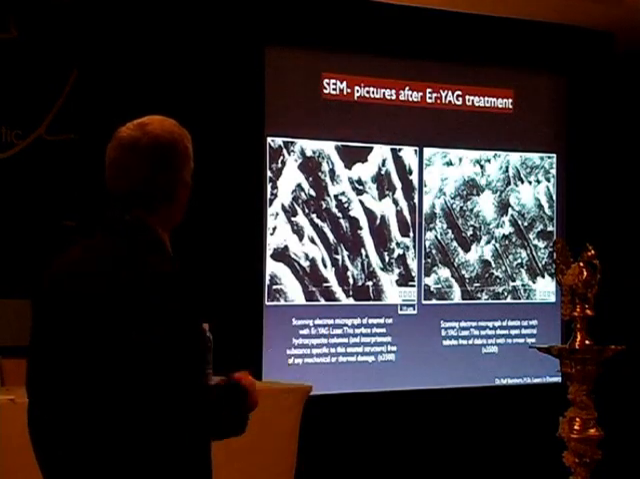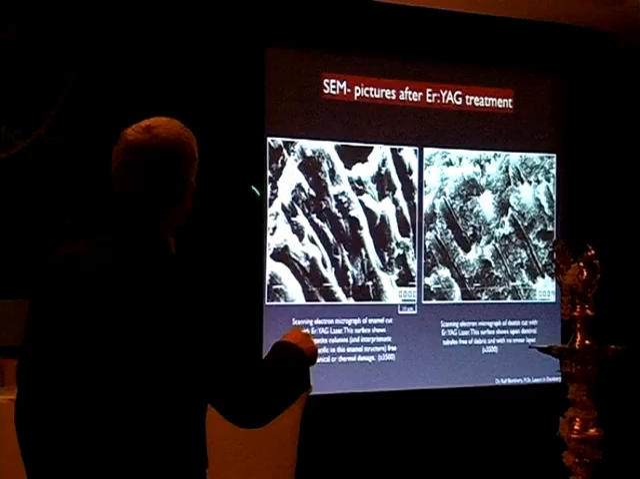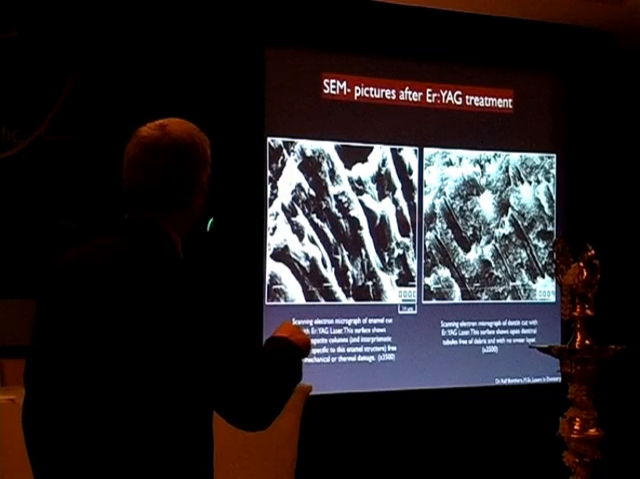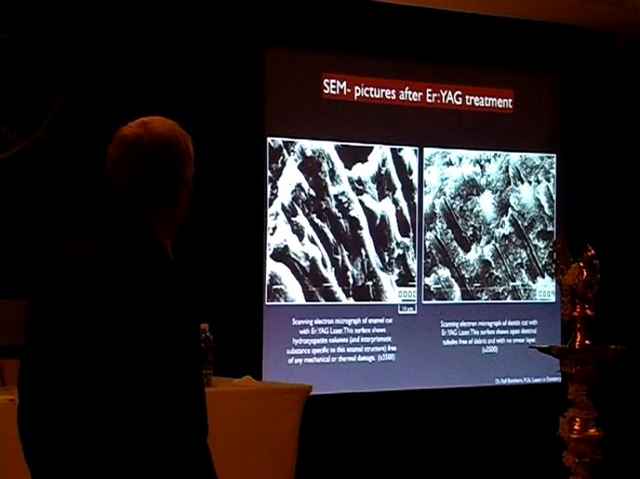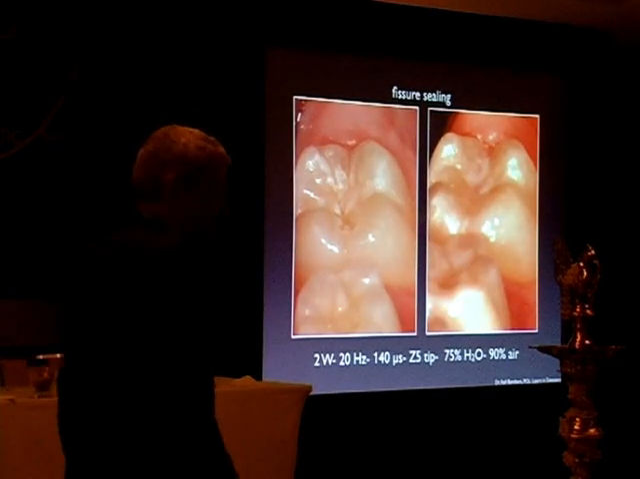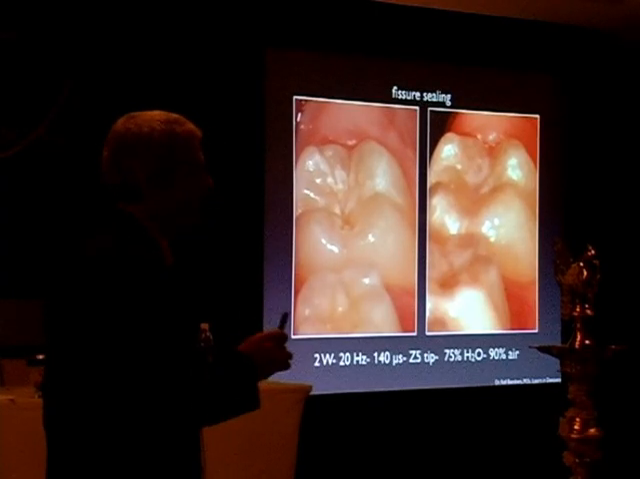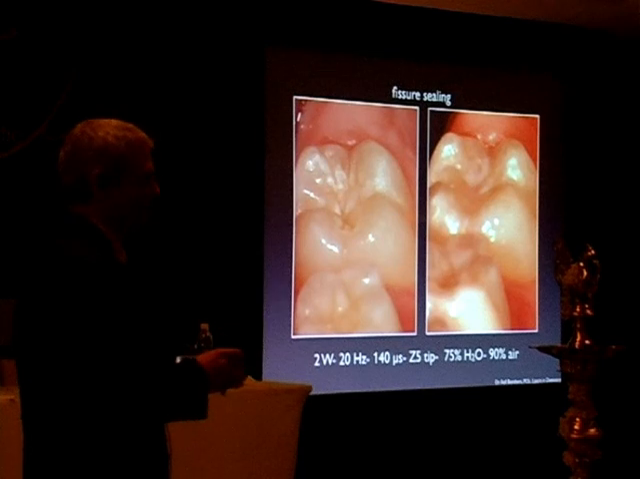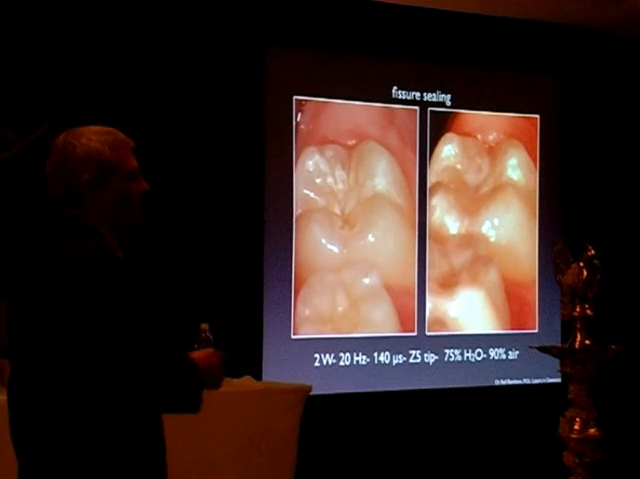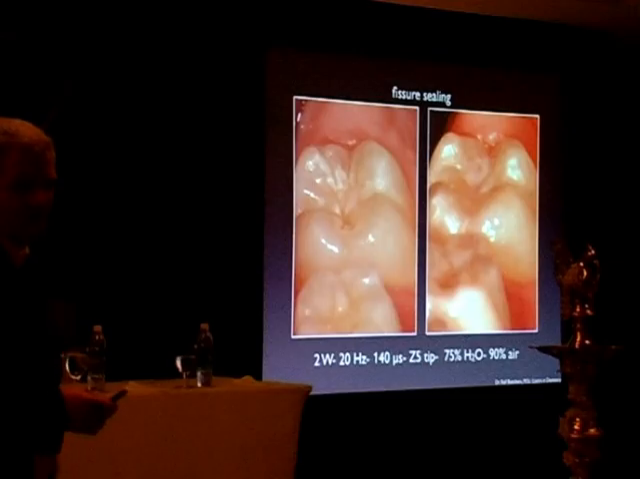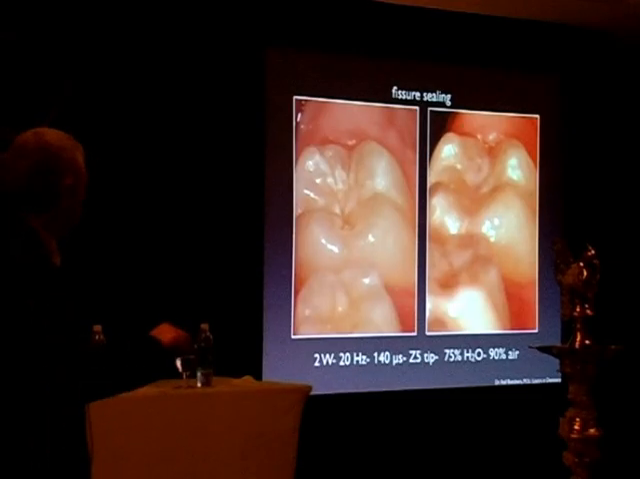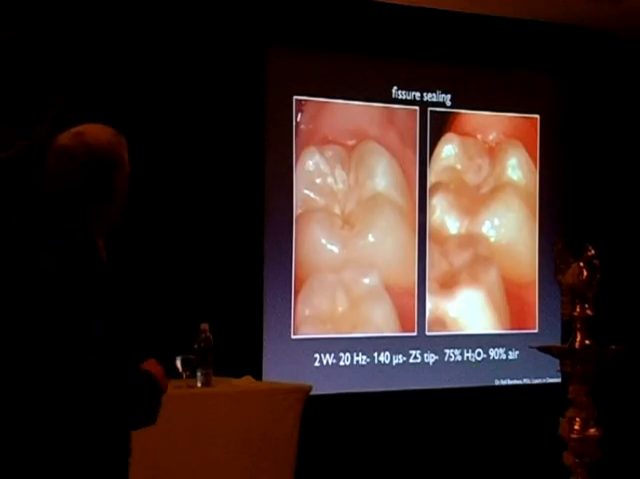These are SEM pictures after erbium treatment, and you can see there is no damage of the structures and the canals are free of any smear layer. Fissure sealing, you can do fissure sealings very, very nicely without etching. This is the only procedure you can do with an erbium without etching, because if you are doing fillings, I would recommend an additional etching because it leads to a much better retention of the filling. But for sealings, it's very well if you do it without any etching.